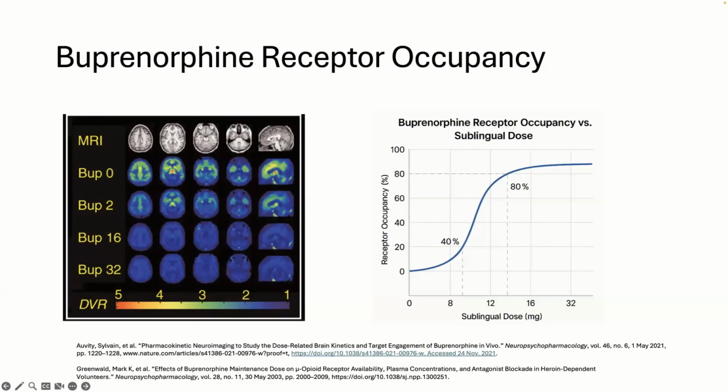Clinically, why is this important? First, patients on typical maintenance doses of buprenorphine already have substantial mu receptor occupancy, which means that adding a full agonist may have a reduced or blunted effect, especially at standard doses.